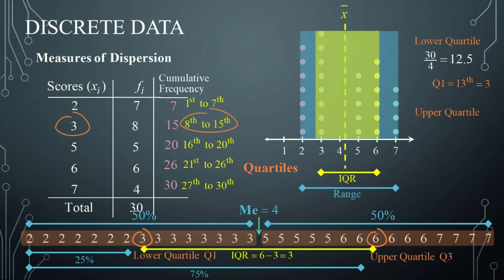For the upper quartile, having 75% of the data set before it, we multiply the total by 3 over 4, which in this case gives 22.5. Then the upper quartile is the 23rd term of the data set. The 23rd term is between the 21st and the 26th, so the upper quartile in this case is a 6.